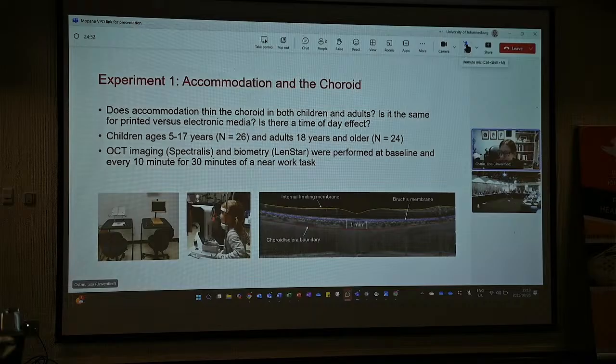We measured axial length and choroidal thickness at baseline, 10 minutes, 20, and 30 minutes during that near work task. And the adults also returned in the evening to see if there was a time of day effect. So here you can see measuring axial length, and for choroidal thickness, we use the Spectralis OCT and do a macular radial scan and use a program to segment those layers and quantify choroidal thickness in the 1 millimeter central diameter of the retina.